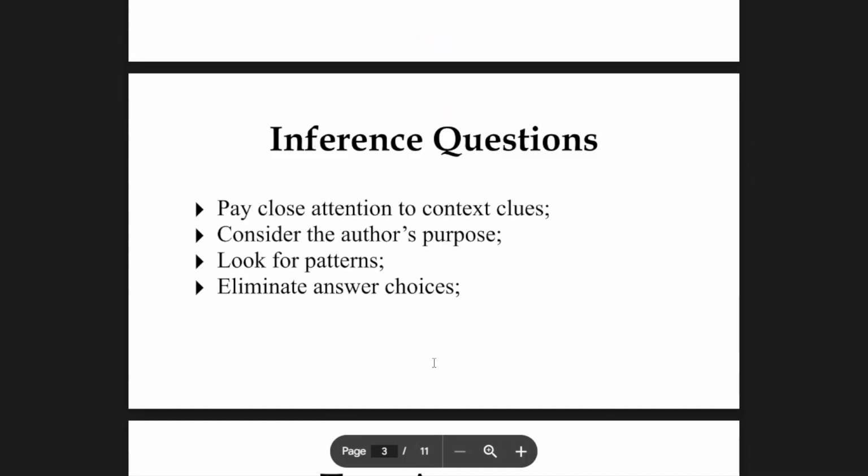Okay, the easiest way is to look for clues in context, but that doesn't usually work. It's the easiest way to do it. You should do it, but you don't always get the opportunity to answer based off that alone. Step number 2 is probably the most powerful way you can get the inference questions right. Step number 2, consider the author's purpose.